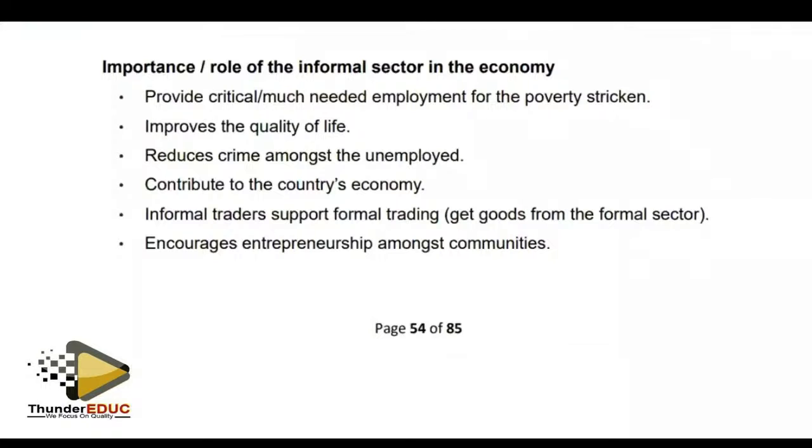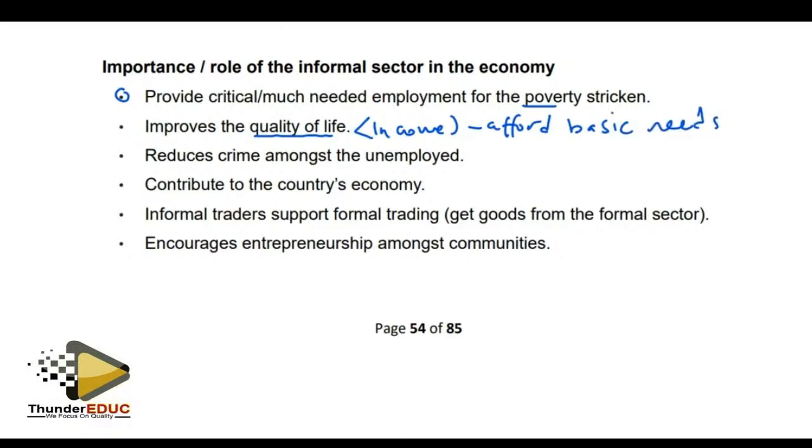The importance or the role of the informal sector in the economy. One, it provides critical or much needed employment for the poverty-stricken. So like we said, because of the informal businesses, many people are able to employ themselves or start up something, which at the end will reduce their poverty levels and improve the quality of life, because we know at least they are able to earn an income, meaning they're able to afford some of their basic needs, meaning they'll be able to improve their life.